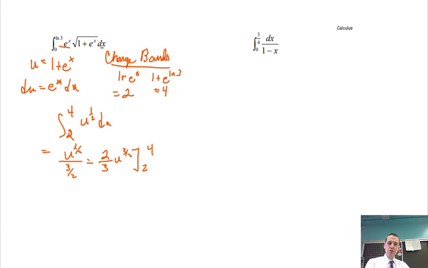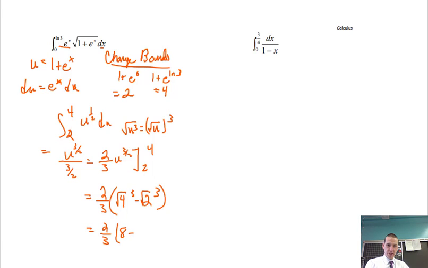We can rewrite u to the 3/2 as the square root of u cubed, just as a reminder. So we will have 2/3. Now we can rewrite it as square root of u cubed, as I just said, or square root of u all cubed, and I'll show you why I did that in a minute. Upper bound, 4 square root of 4 cubed minus square root of 2 cubed. So we'll get 2/3. Now square root of 4 is 2 and 2 cubed is 8, so I'm just going to leave it as that.